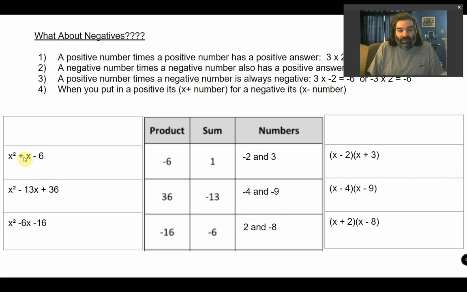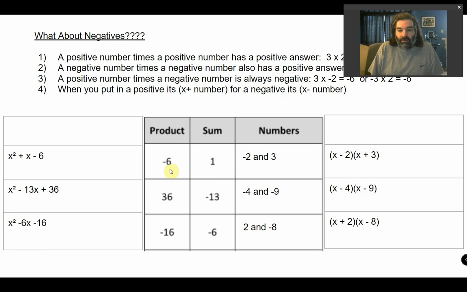So, what numbers add up to 1 and multiply to minus 6? Well, multiplying to minus 6, adding to 1 would be 3 and minus 2, right? 3 minus 2 is 1. 3 times minus 2, positive times negative, gives you a negative. So those are the numbers.